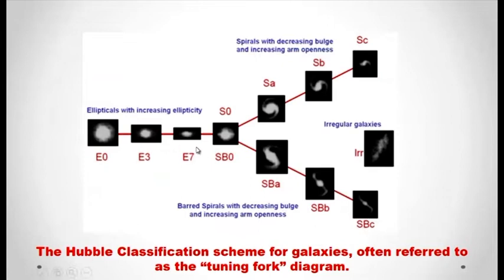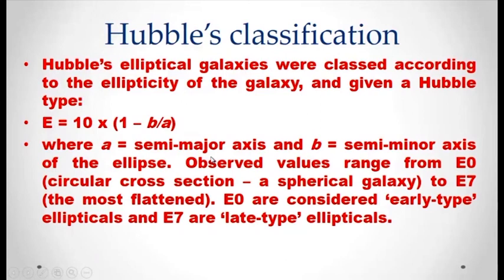Elliptical galaxies are on the handle of the tuning fork. You know, an ellipse has two axes, a major axis and a minor axis. These elliptical galaxies are further classified according to their ellipticity, and Hubble gave a formula: E is equal to 10 times (1 minus B by A), where A is the semi-major axis and B is the semi-minor axis. Based on the values of B and A, the galaxy gets its ellipticity.